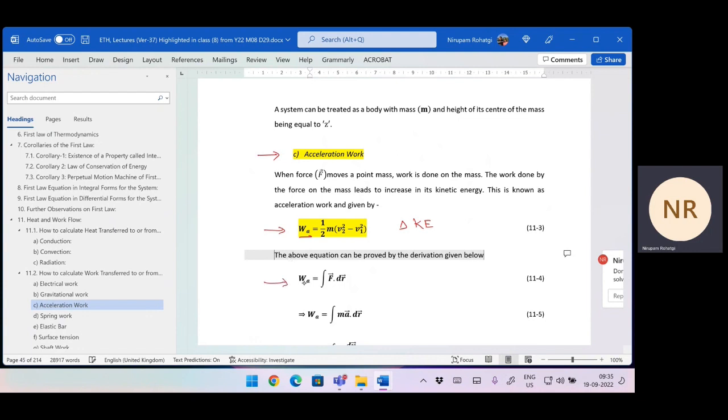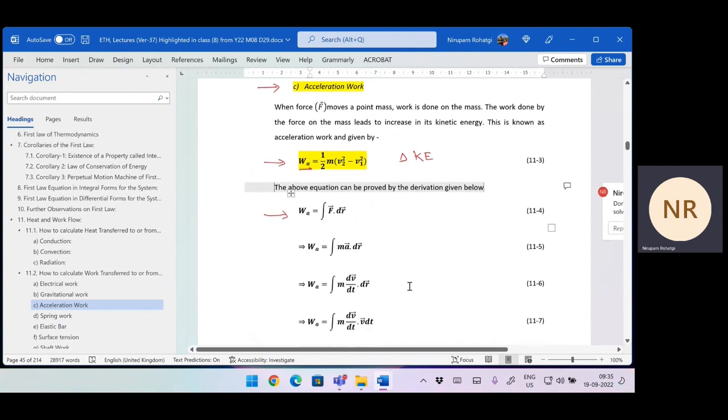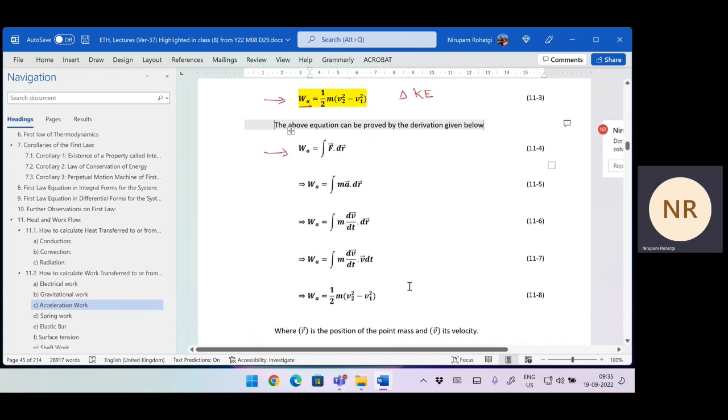You take this equation, work done is equal to F dot dr, and you can solve it. So I have it here, but you have to do it yourself. Okay, these are the steps. How do you get acceleration work equal to this? It is coming from the F dot dr integral. Finally you get this answer, the kinetic energy change.